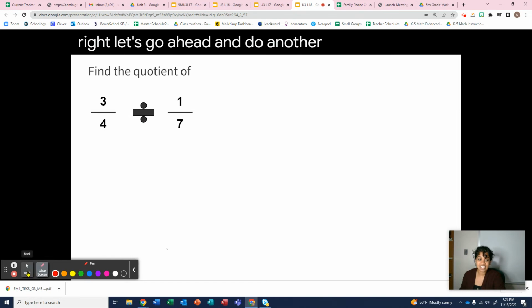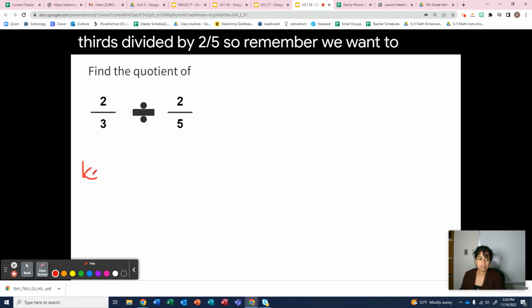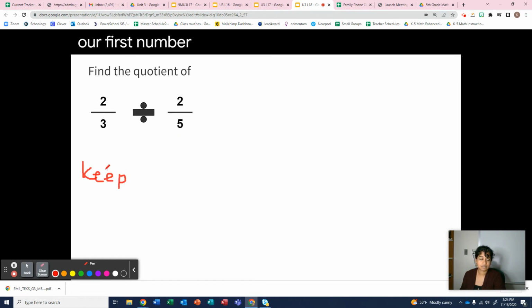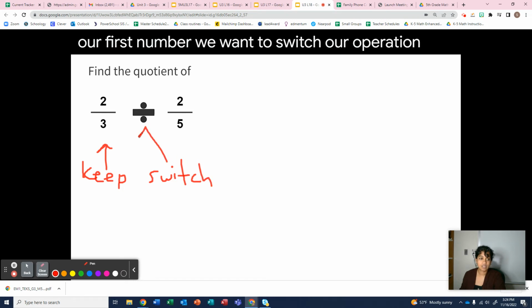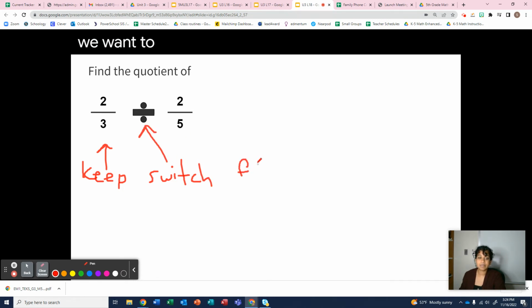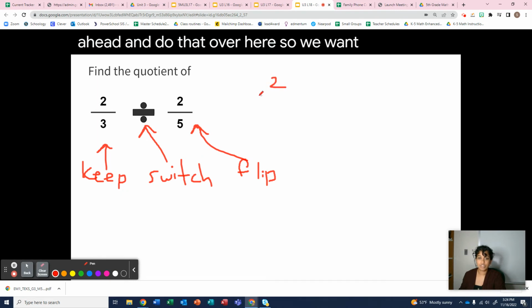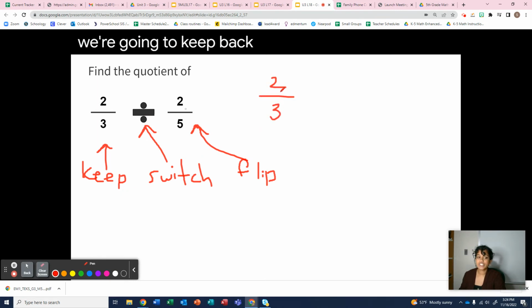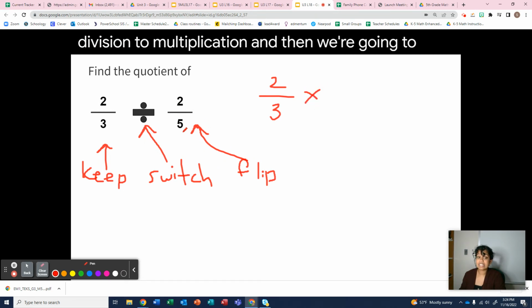All right, let's go ahead and do another example together. So our next example is to find the quotient of 2/3 divided by 2/5. So remember, we want to keep our first number. We want to switch our operation. And we want to flip our second number. Okay, so let's go ahead and do that over here. So we want 2/3. We're going to keep that, switch our operation from division to multiplication, and then we're going to flip our second number.